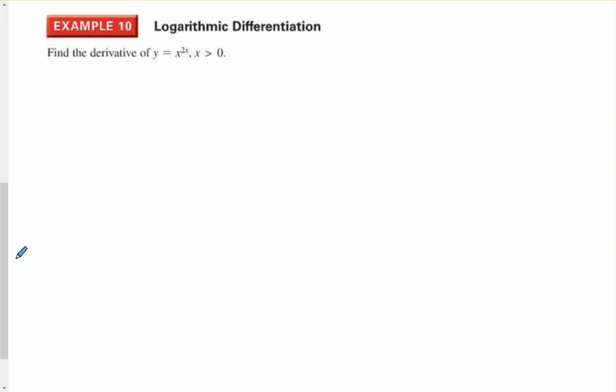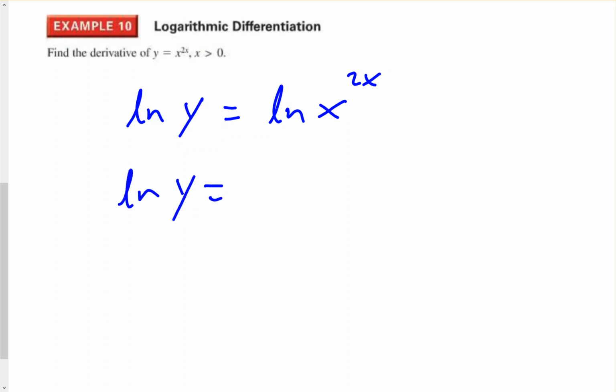And that will be the final answer for that one. Okay, and then let's take a look at this one. This will be another logarithmic differentiation. So we take ln of both sides. ln of y would equal ln of x to the 2x. Doing that will allow us to write the 2x in front.